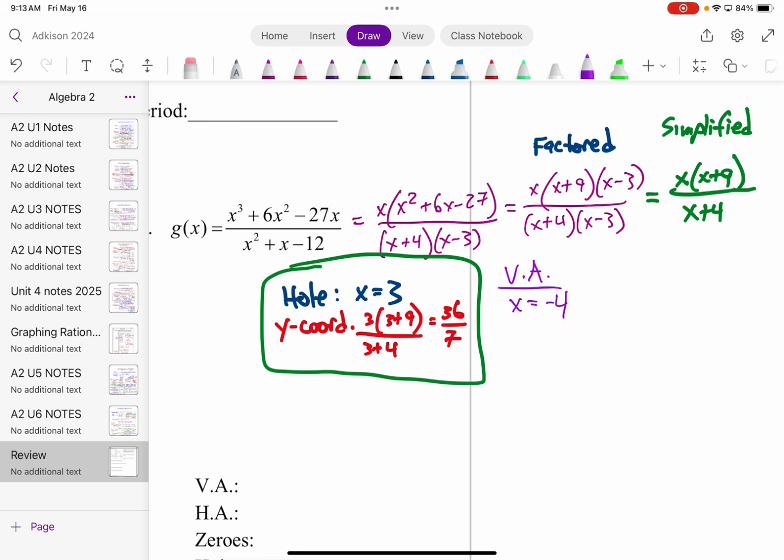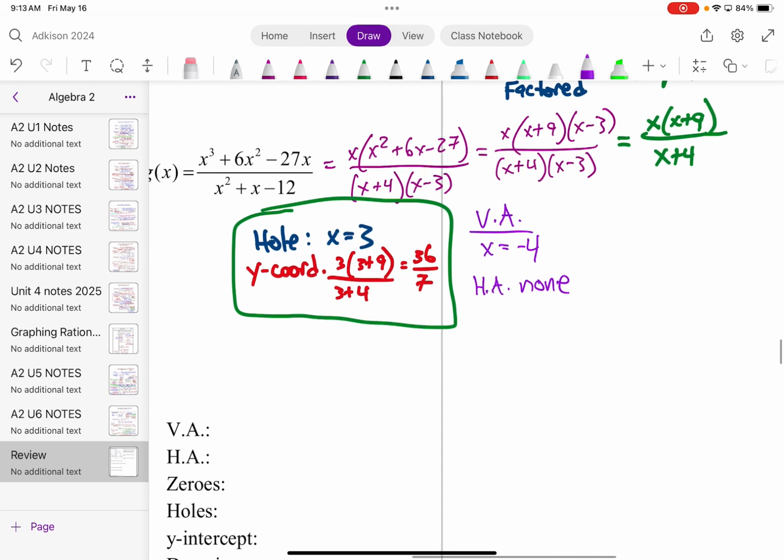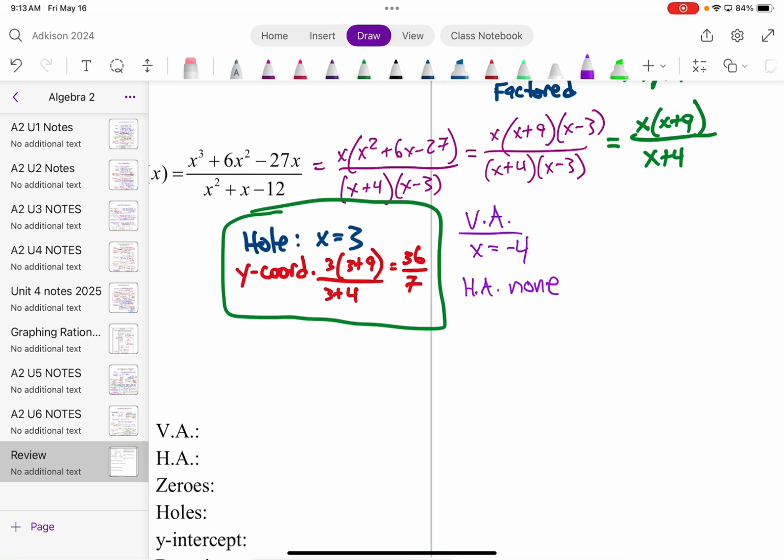Good. I did my horizontal asymptote, which you have to do long division for, sadly. That's because there's not a vertical or a horizontal asymptote. There's a slant. Can I just say HA equals slant? No, because that's like saying a horizontal line equals a diagonal line. You can't do that.